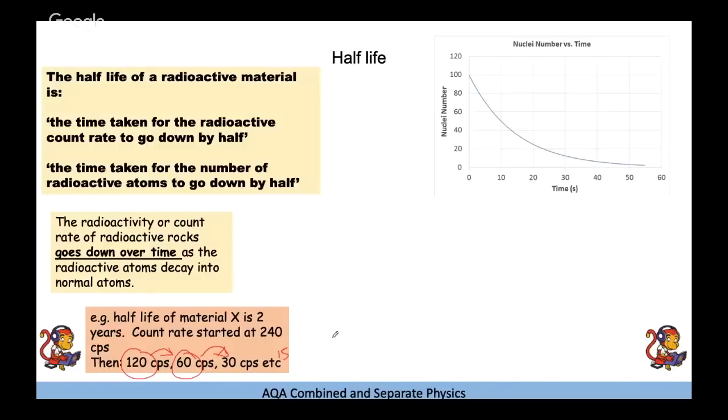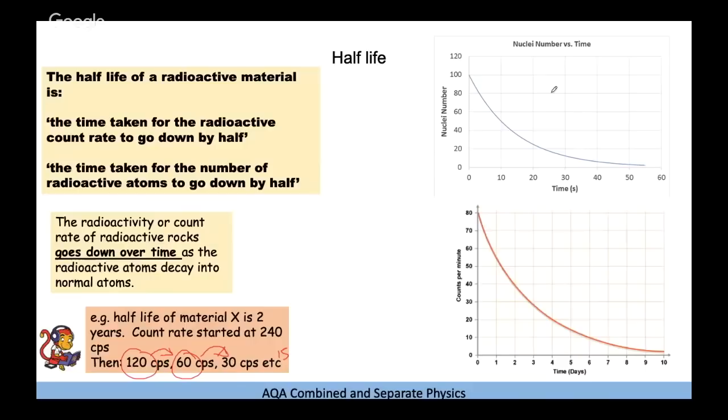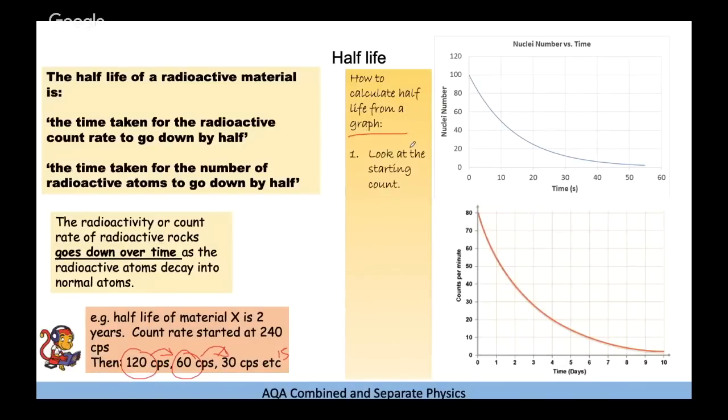Now, the skill that they may well ask you is they'll show you a graph and they'll say, find the half-life. So I've got 2 graphs here. How to find the half-life from a graph? The first thing to do is, what is my starting count rate or my number of nuclei? So here we've got the count rates per second. We're starting at 80. Here we've got the number of nuclei, the number of radioactive atoms starts off at 100. So there's my starting rate on both these graphs.